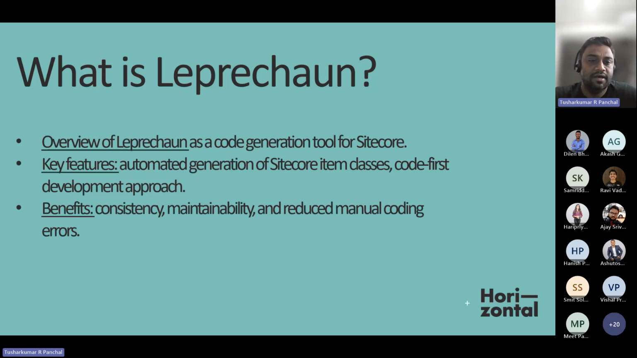And what are the benefits of using Leprechaun? As it is an automated process, we have consistency. Manual tasks have some redundancy, but in this automated process we have consistency, maintainability, and reduced manual coding errors. Whenever the code is automatically generated by the system, we do not need to write any manual code. That's the benefit of utilizing Leprechaun.